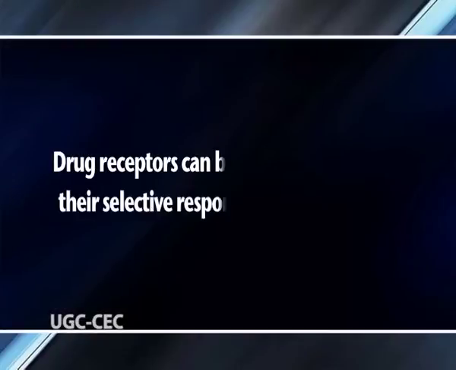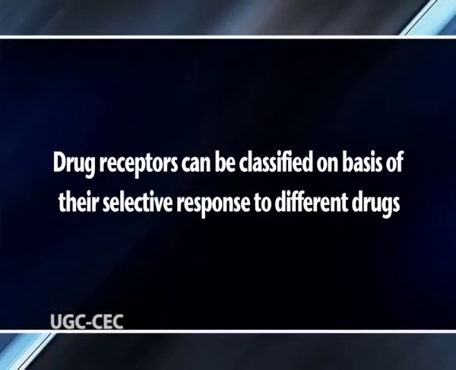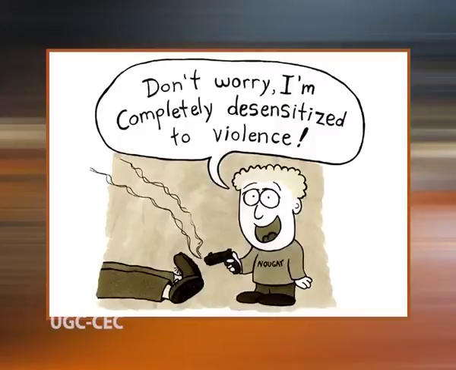Some drugs acting at the same receptor or tissue differ in the magnitude of the biological response that they can achieve, that is, their efficacy, and the amount of the drug required to achieve a response, that is, their potency. Drug receptors can be classified on the basis of their selective response to different drugs. Constant exposure of receptors or body systems to drugs sometimes leads to a reduced response, that is, desensitization.